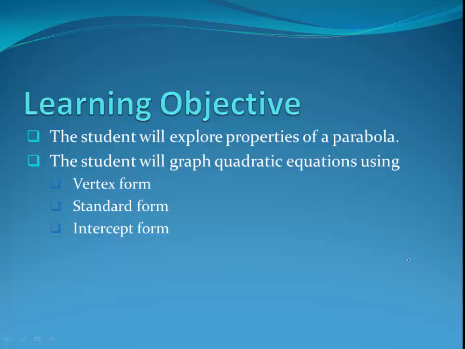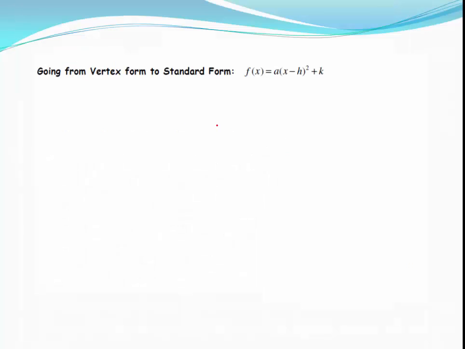All students will be able to explore the properties of a parabola and then be able to graph them using the vertex form, standard form, and intercept form. How do you go from vertex to a different form?